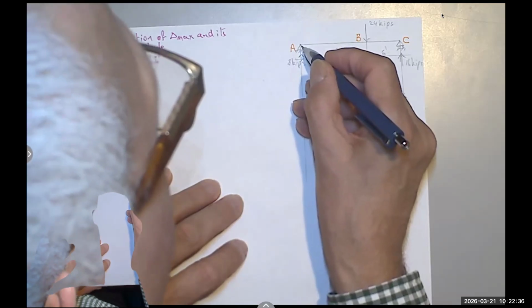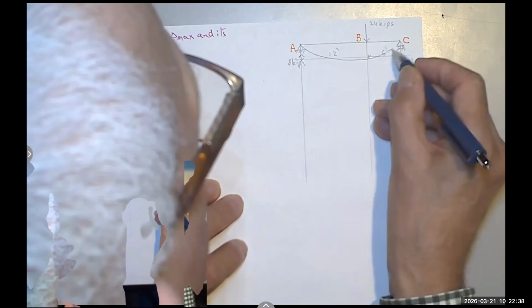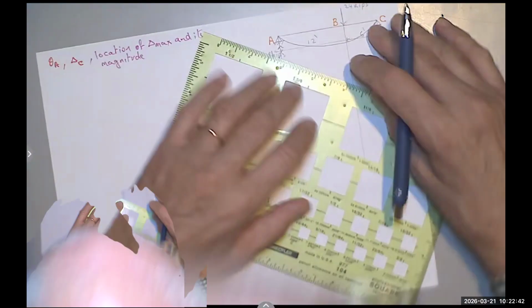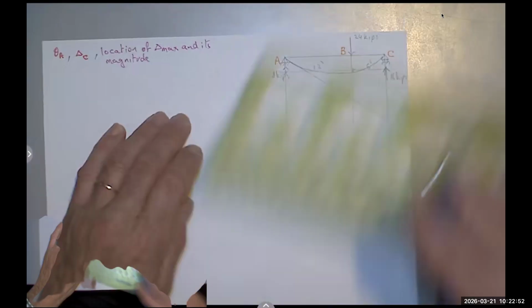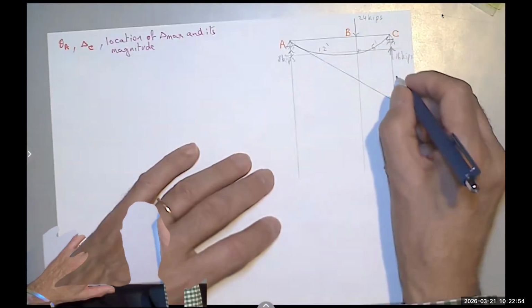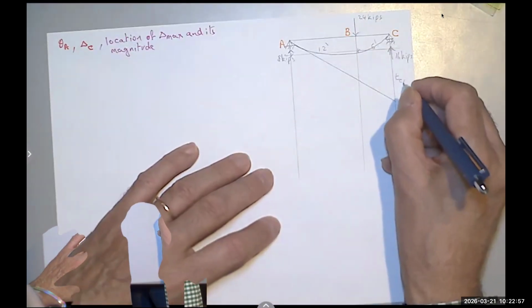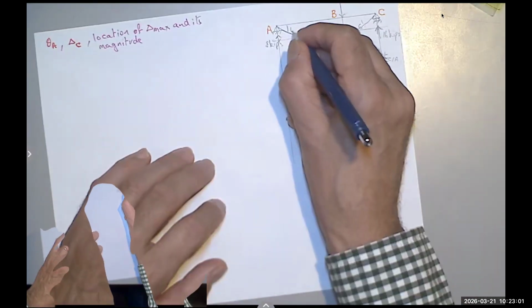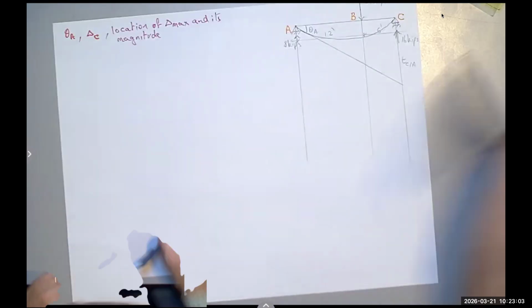Let's draw the elastic curve. This thing would go something like that. If I want to calculate theta sub A, then after drawing the bending moment diagram, this would be TC with respect to A, and then this would be theta sub A. Let's see what we get.